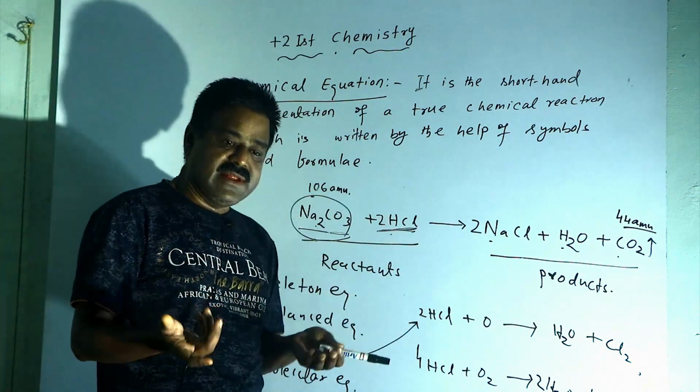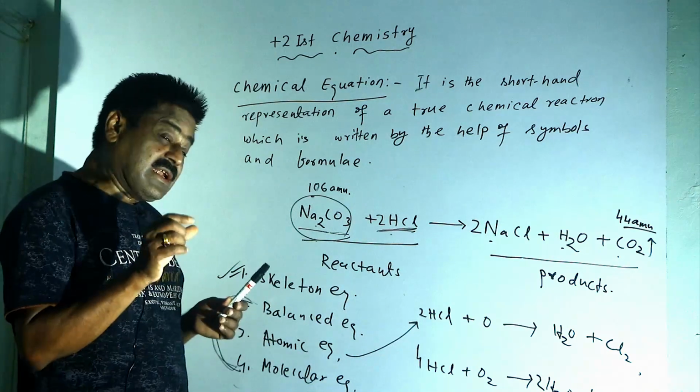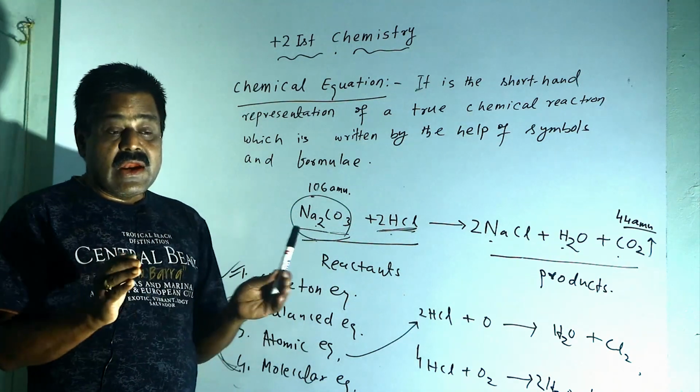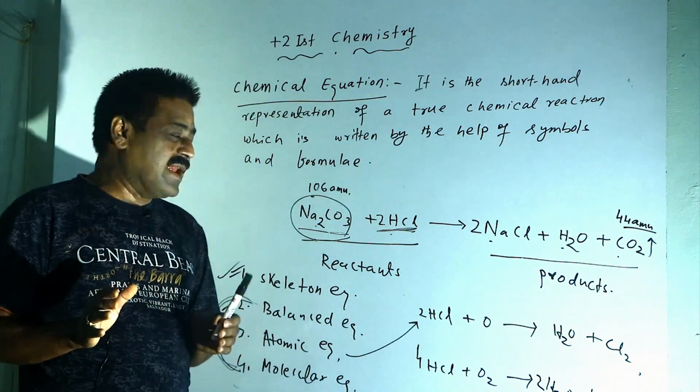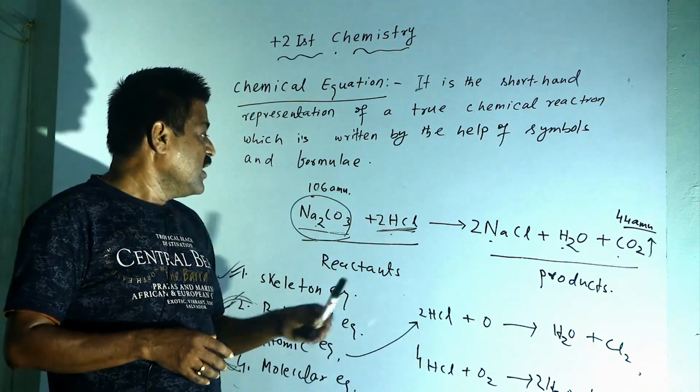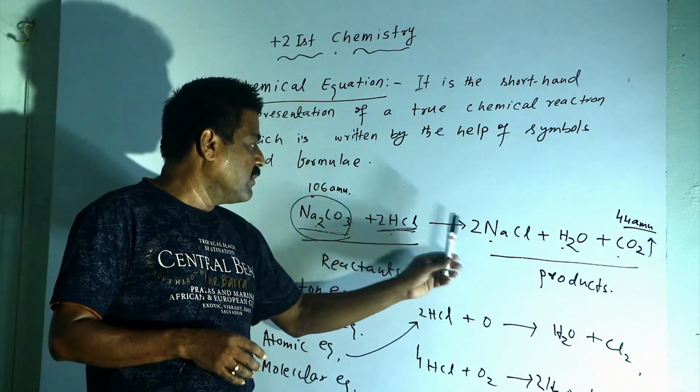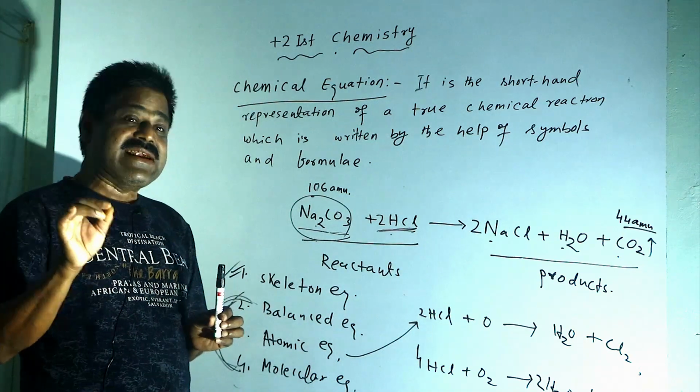Once we give an integer 2 here, that becomes balanced. But in some cases, bigger chemical equations can also be balanced by some other method. Here I gave 2 and here I gave 2. This is called the hit and trial method.